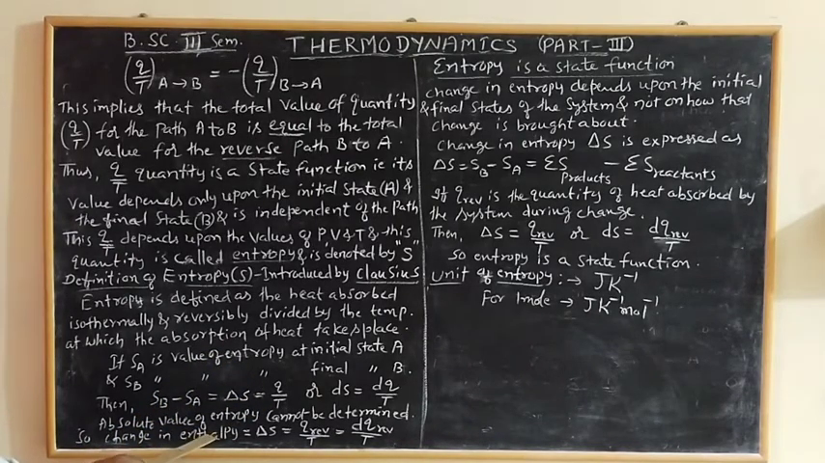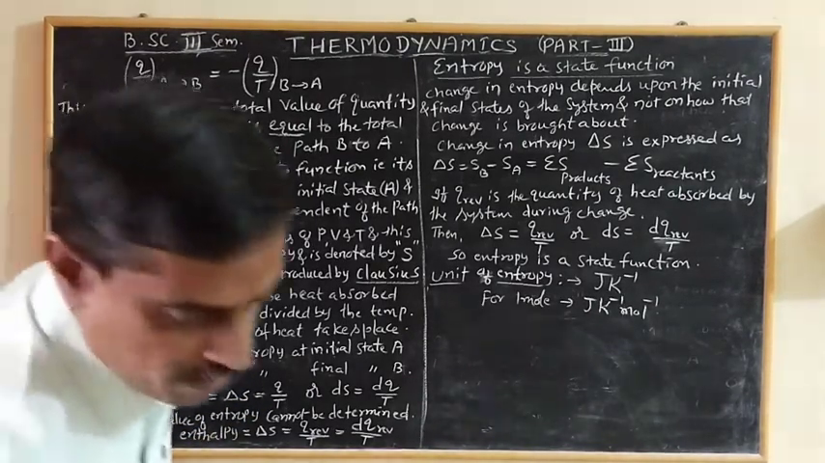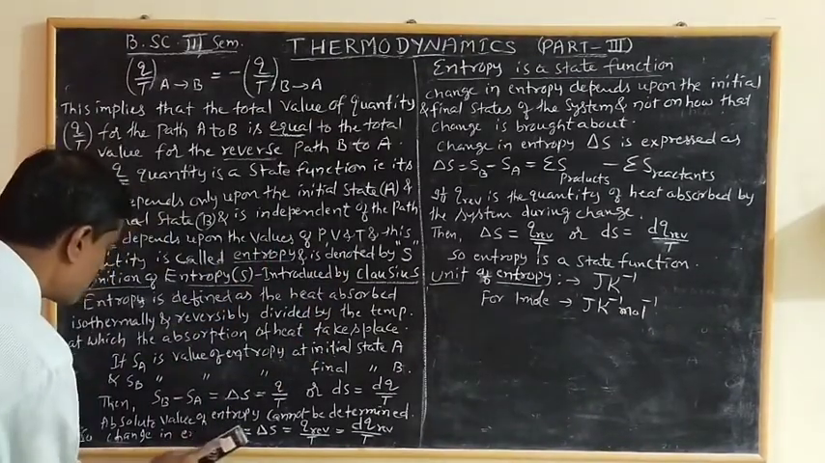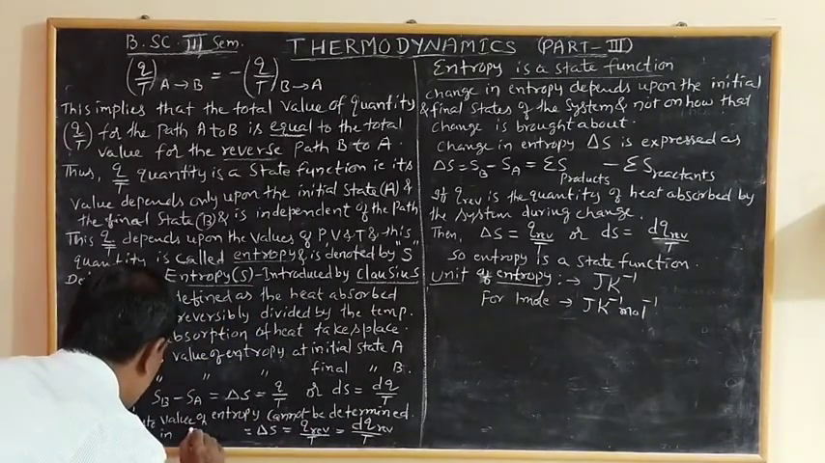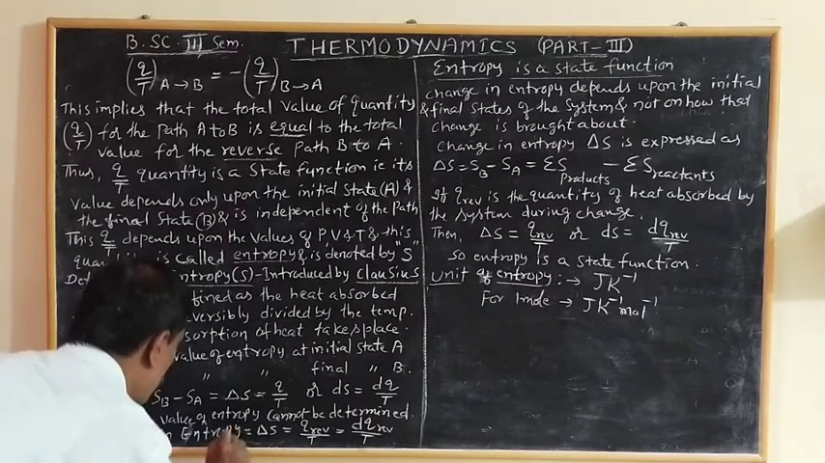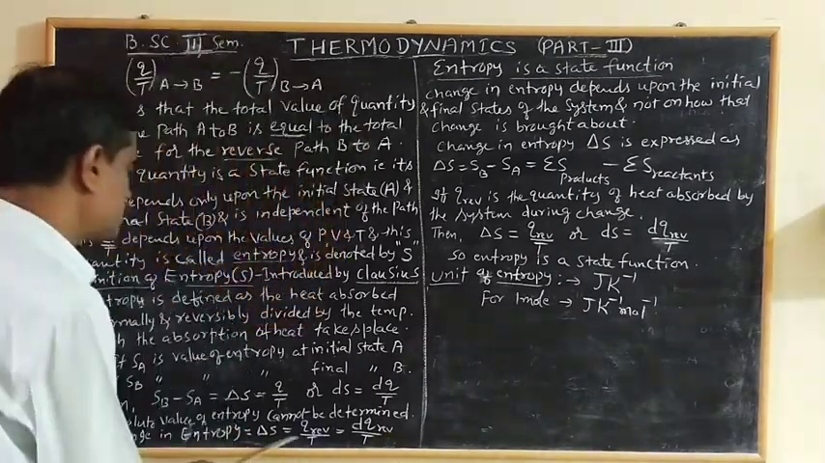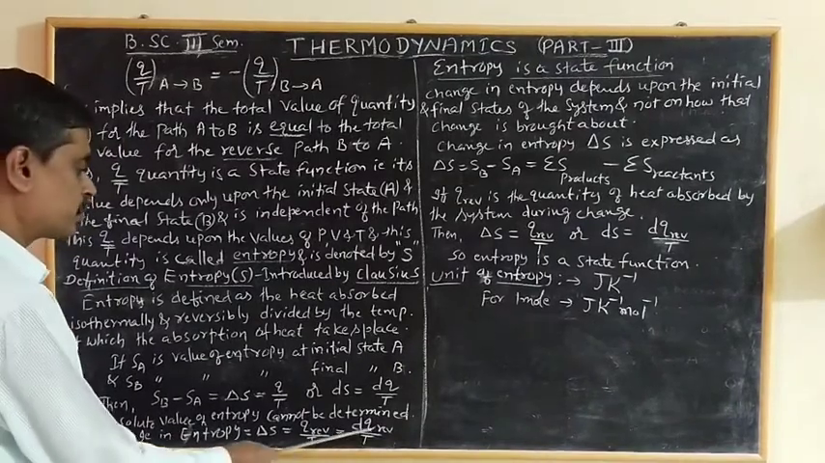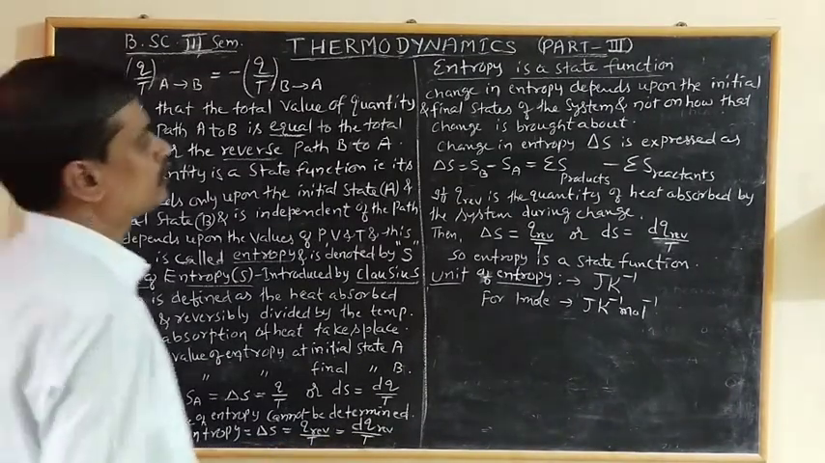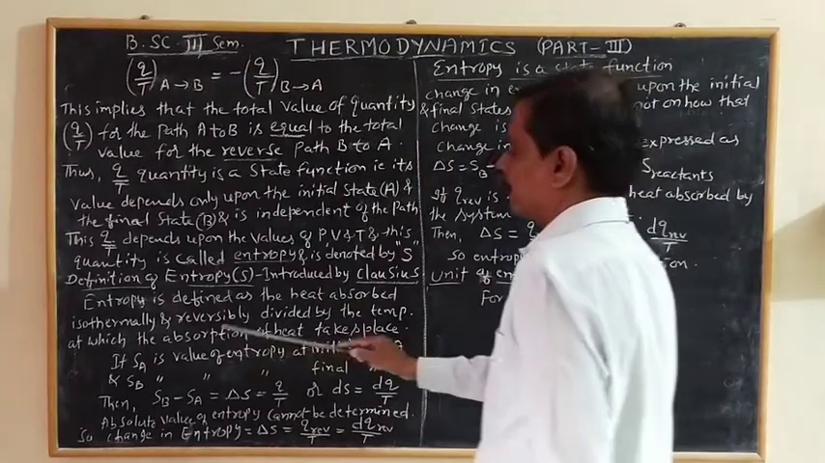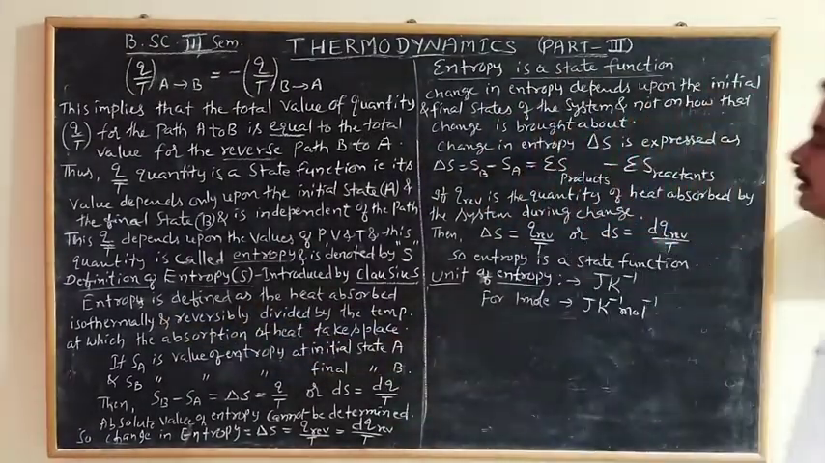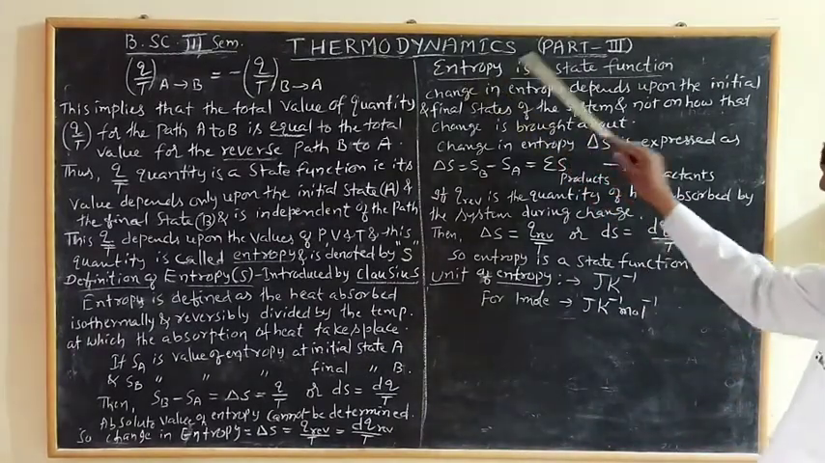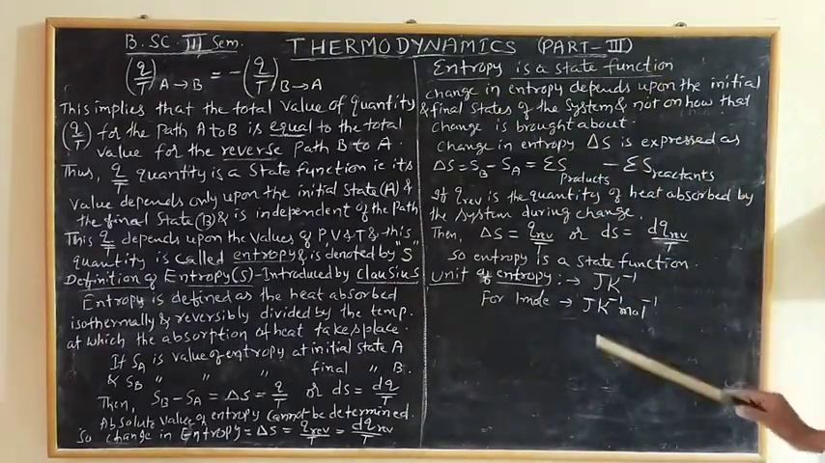So the change in entropy is given by delta S is equal to Q reversible by T is equal to dq reversible by T. In the examination they ask for this definition of entropy for 2 marks. We have to say that entropy is a state function, by this explanation.